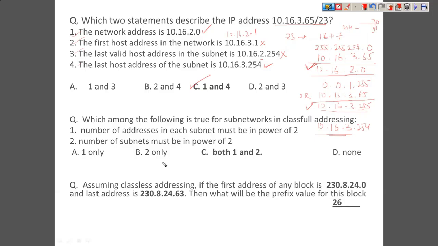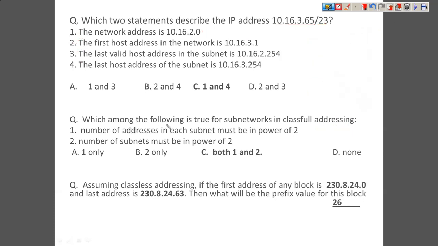So moving to the next part. Which among the following is true for some networks in the classful addressing? Whenever we do subnetting in classful addressing, there are two conditions: the number of subnets will always be a power of 2. Means if a block is given to me, I can make 2 subnets, 4 subnets, 8 subnets, 16 subnets.